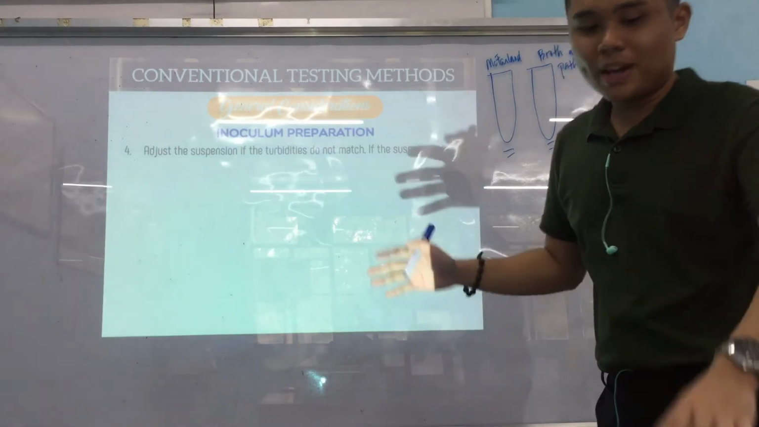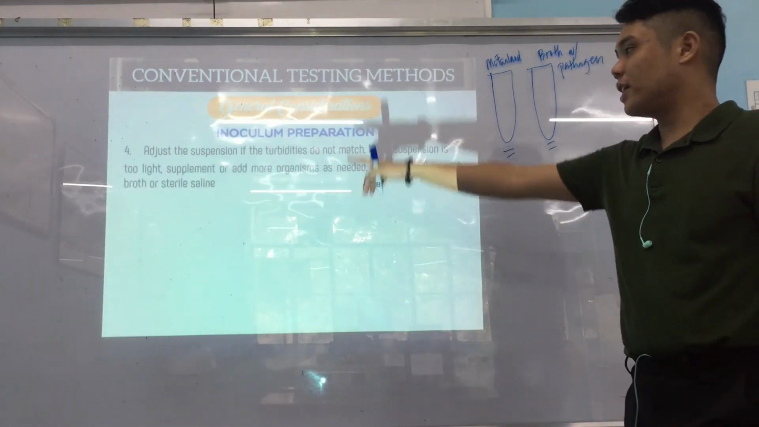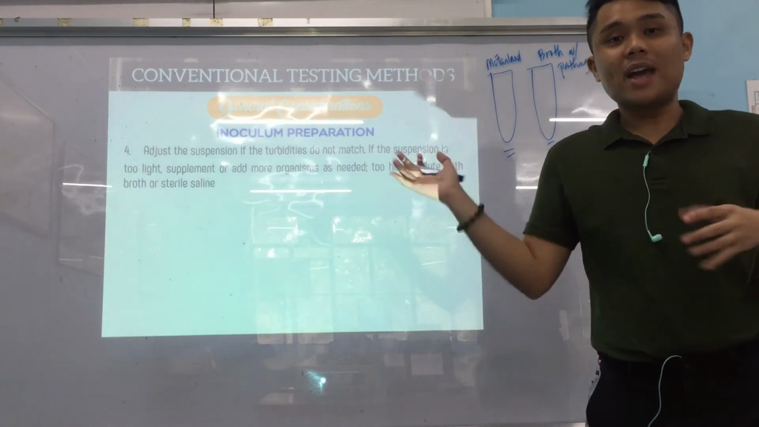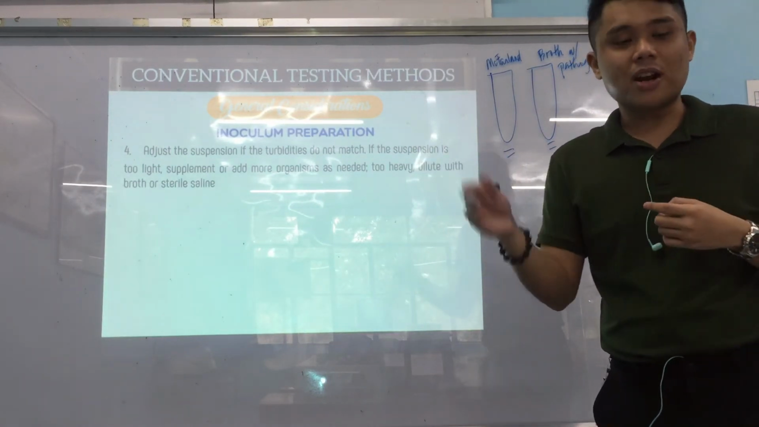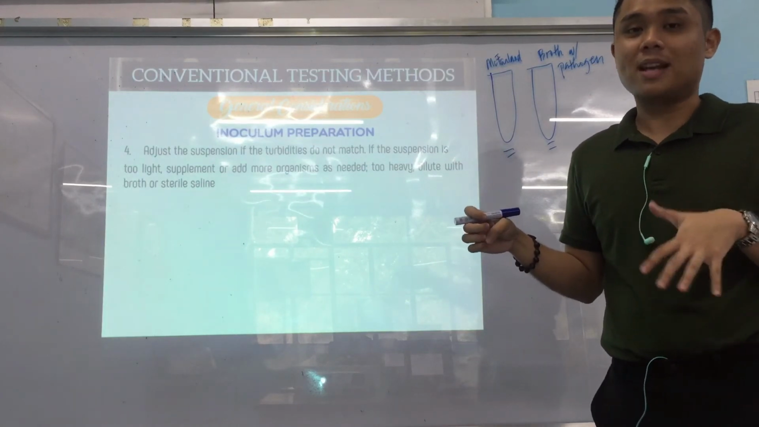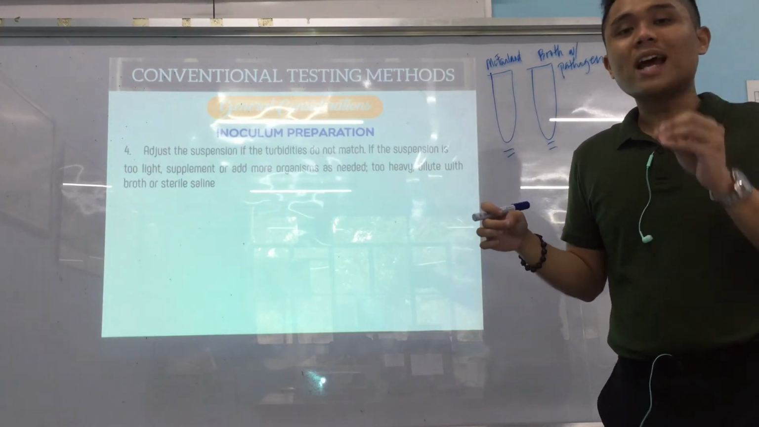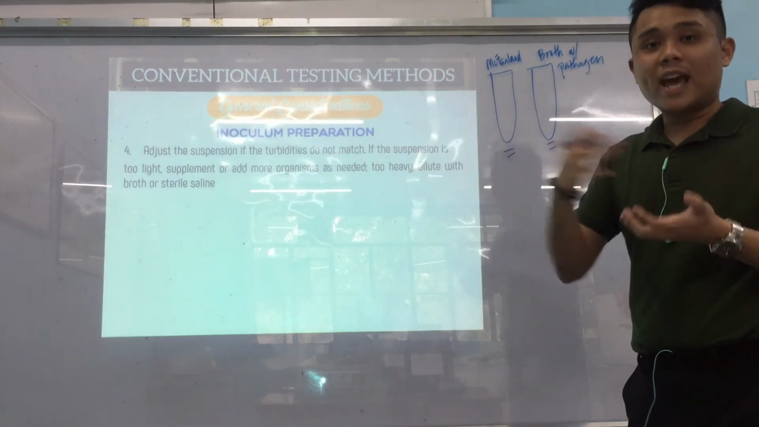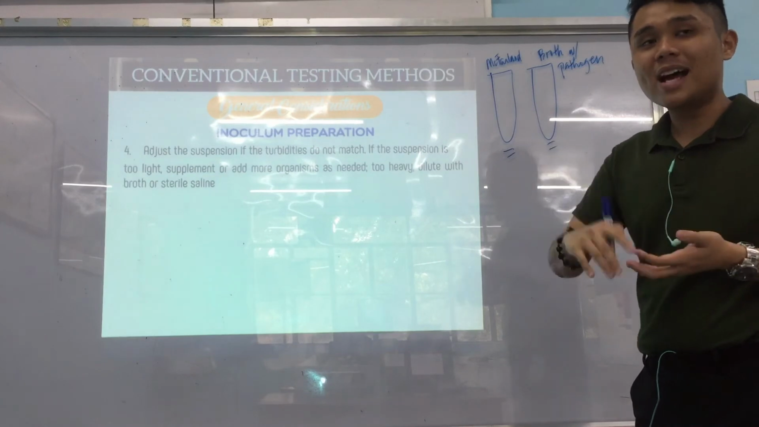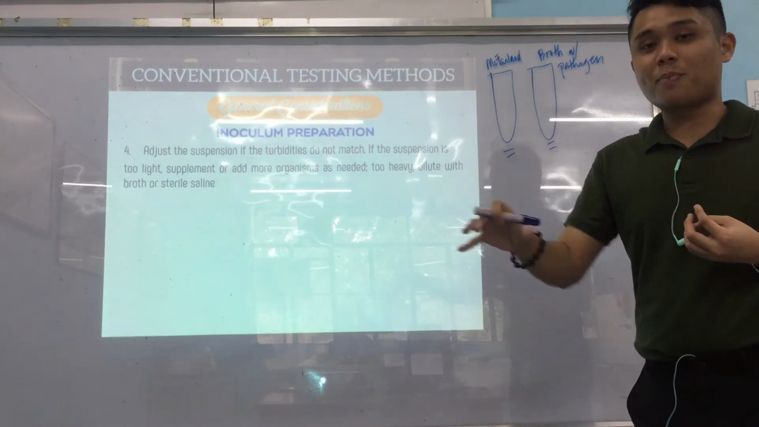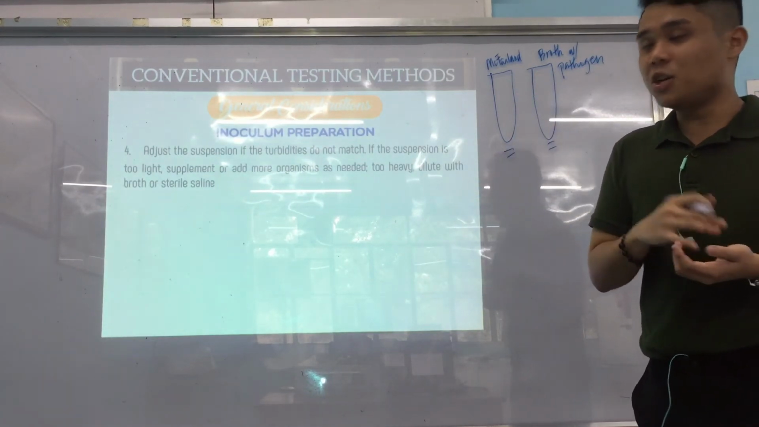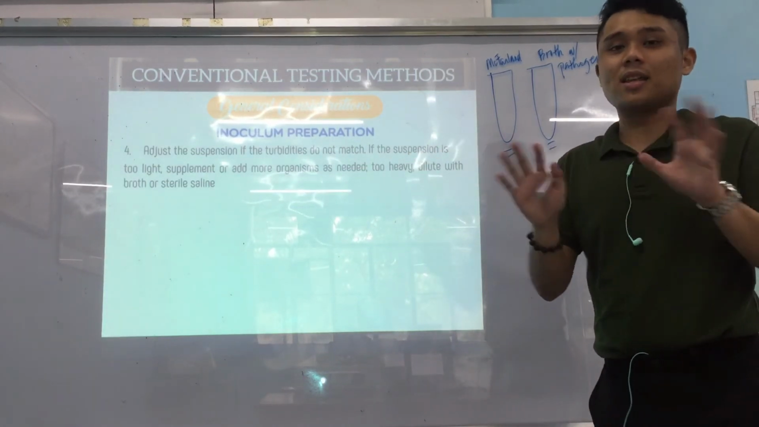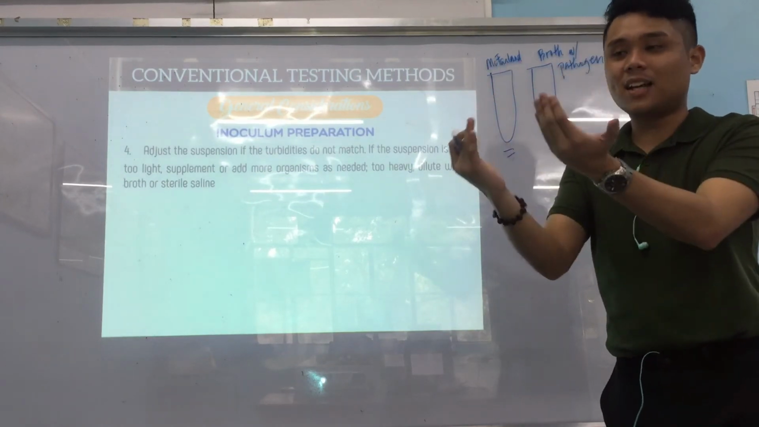So if the suspension is too light, less turbid than the McFarland, we add more colonies, depending on your lab procedure or the SOP of the lab. Again, if it is too light compared to the McFarland, you get more colonies and dissolve them in the broth. Whereas if it's too heavy, more turbid than the McFarland, you add saline or broth. Adjust the turbidity until they have exactly the same appearance.